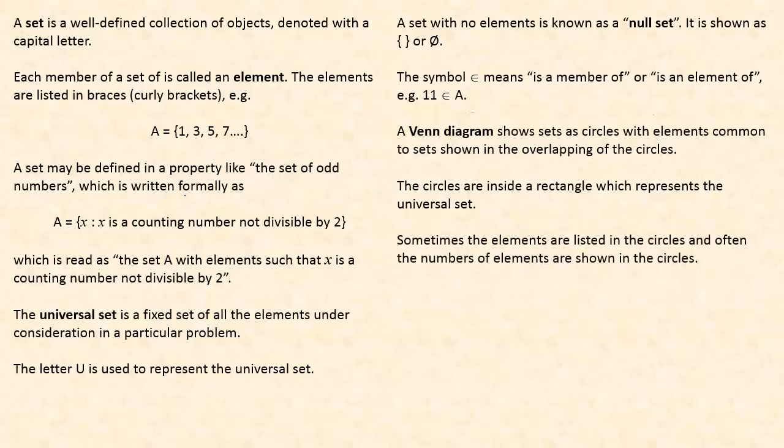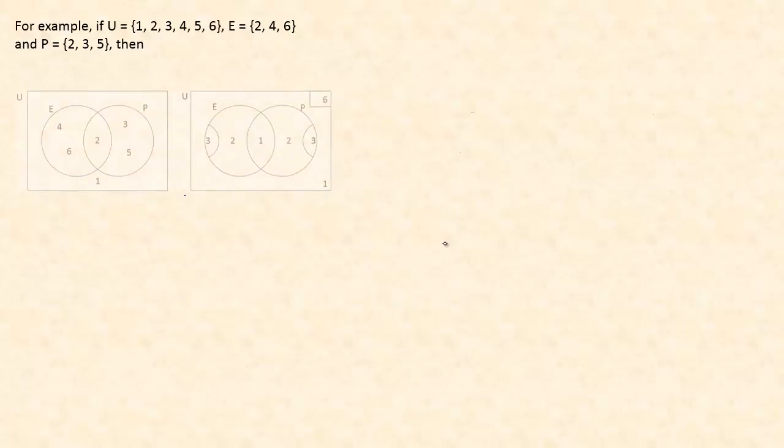Sometimes the elements are listed in the circles, and often the numbers of elements are shown in the circles. So we could draw a Venn diagram either way, and we'll look at that in a second. So for example, if the universal set is just the numbers 1 to 6, so this might be a problem with a standard fair cubical die, which normally shows the numbers 1 to 6. The set E is 2, 4 and 6, so that seems to be the even numbers from this set, and P is 2, 3, 5, so that's the prime numbers from this set.